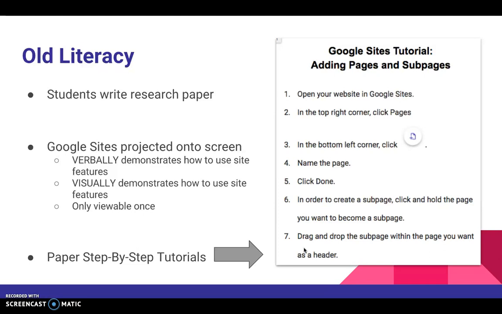The problem was, it was only viewable once, and I frequently had students coming up asking me, how do I find this? I don't remember how to do that. I had also included paper step-by-step tutorials, like you see to the right, but even the students who utilized those still struggled to figure out all the features that were available to them using Google Sites.